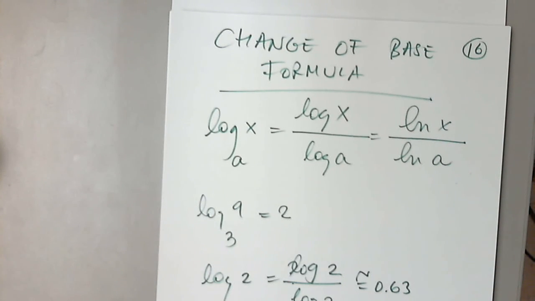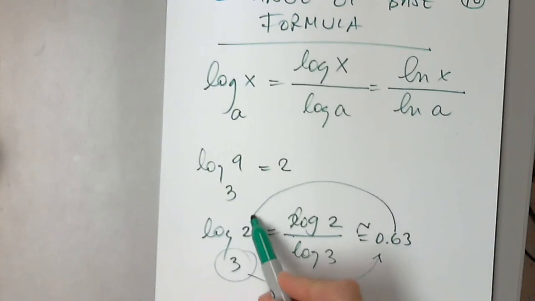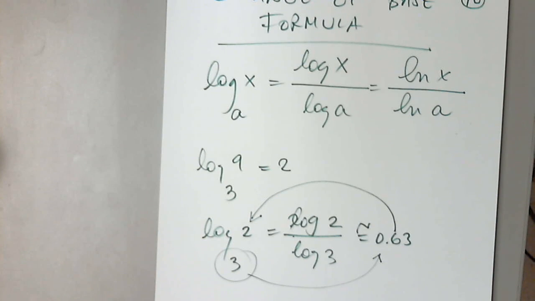So when we go back to 0.6309, how do I check this answer? What does this mean? How do I check? 3 raised to this power should equal 2. Of course I'm going to raise 3 to the previous answer, so I don't truncate the number, and I will get 2. If I truncate the number, I will get an approximation.